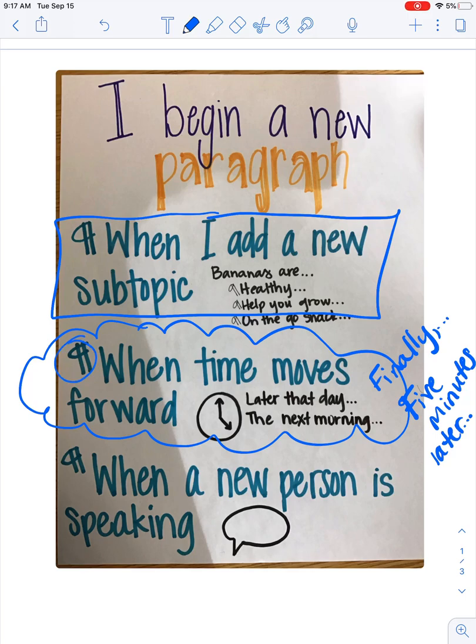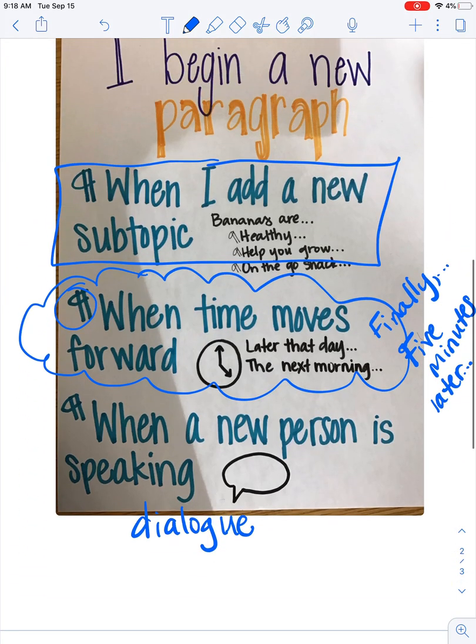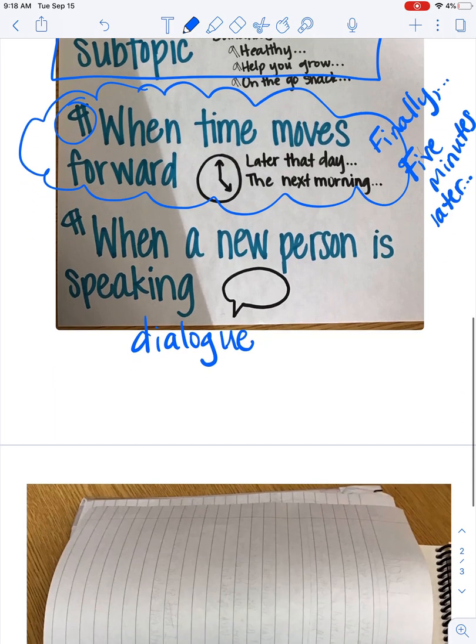When a new person is speaking, this is when we are using dialogue in our writing, and I've already seen several of my third graders using dialogue in your writing. But when you have characters that are taking turns speaking, so for example, if in our paragraph up here, I was speaking and then Dad started speaking, I would begin a new paragraph to show that a new character is speaking. So those are a couple of examples that we're going to be spending the most of our time looking at in third grade. These are the 3 examples that I will be spending the most time talking to you about in our writing conferences that I can use to help me when I need to begin a new paragraph.